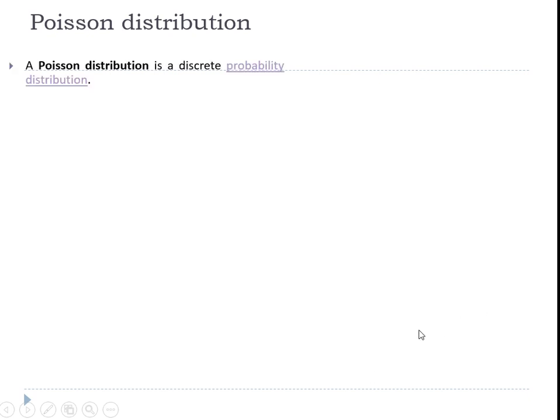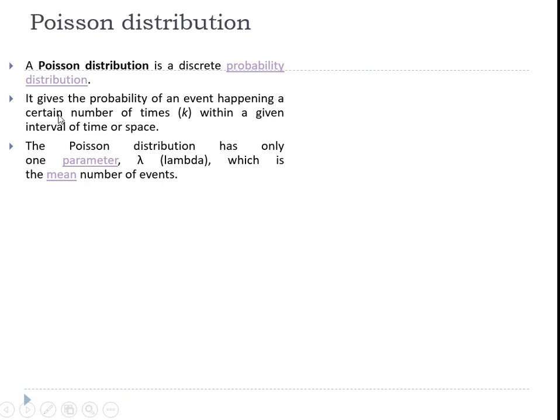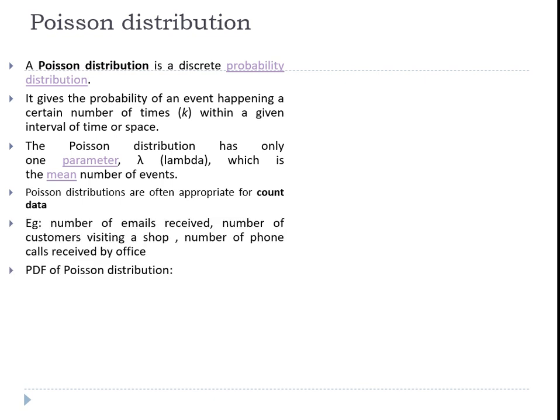Now coming to the next one, the Poisson distribution. The Poisson distribution is also a discrete probability distribution. It gives the probability of an event happening a certain number of times within a given interval of time or space. It has only one parameter, lambda, which is the mean number of events. The Poisson distribution is often appropriate for count data, wherever we have applications where we can count the data.